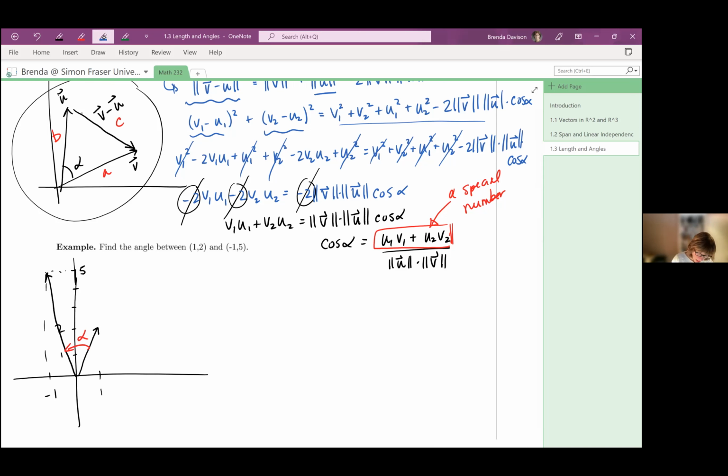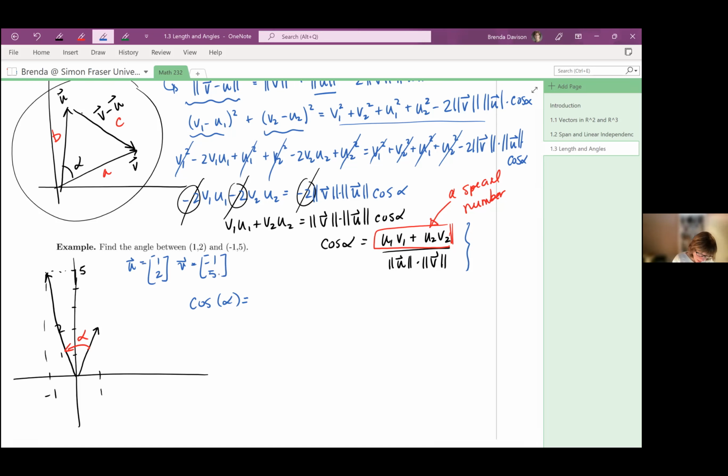The angle between those. So, we're just simply going to apply this here. Cosine of alpha is what? U1, V1. Let me write here. So U is equal to this here, 1, 2. And V is equal to this guy here, -1 and 5. Okay, so I can see that U1 is 1 and U2 is 2, V1 is -1 and V2 is 5.